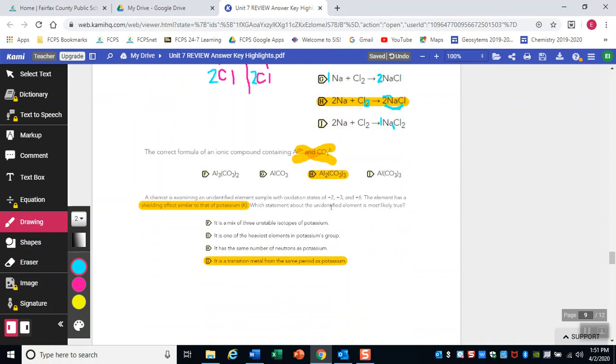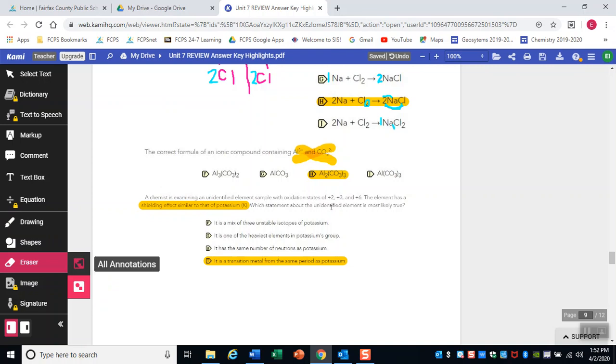The correct formula of an ionic compound, I put this here for the crisscross. Remember, you could say, okay, the 3 goes down over here. So that's why we have the 3 here, right? The charge of aluminum was +3, so you'd cross it over and the 3 goes here. And then the charge of the carbonate was -2, so that crosses over to here. So that's where you get this 2 here.